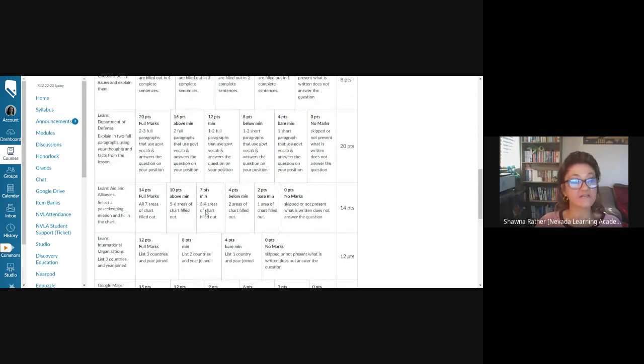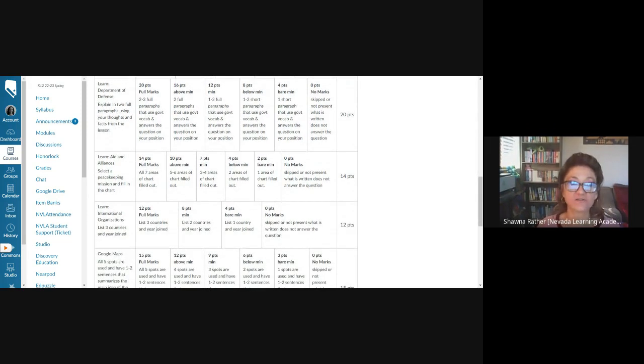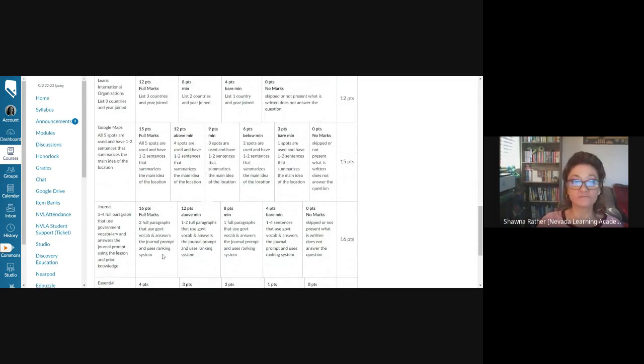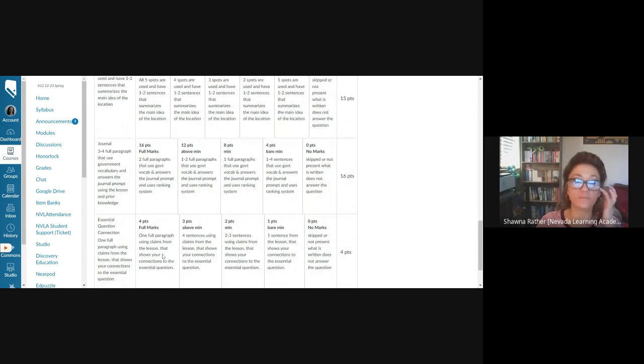For your international organizations, you're going to list 3 countries that have joined the United Nations and the year that they joined, and I'm giving you a whole big list. Our Google Maps, as always, all 5 spots need to be used, and they need to have 1 to 2 sentences that summarize what it is about. Our journal, at least 2 full paragraphs that use and answer the question being asked, and then finally 1 full paragraph answering the essential question that we just added to our notebook.